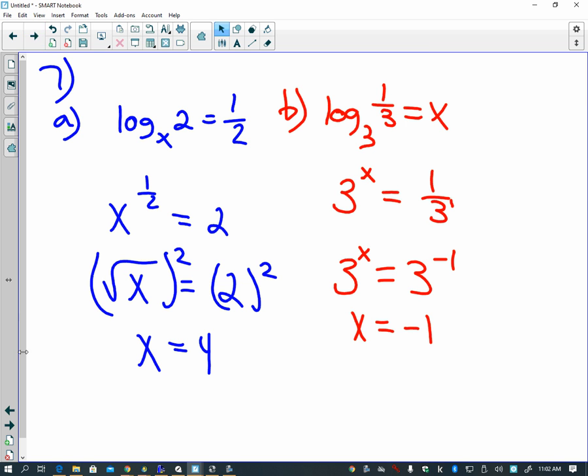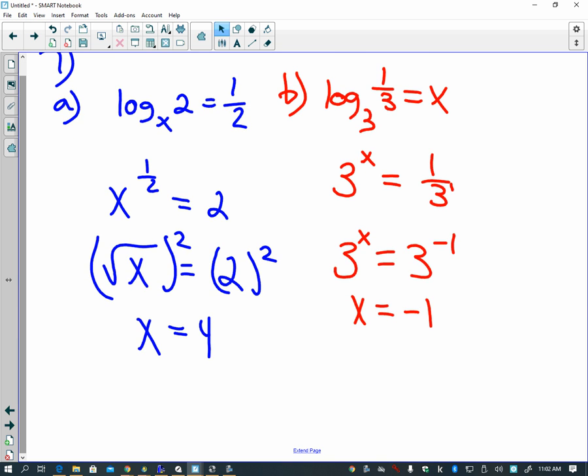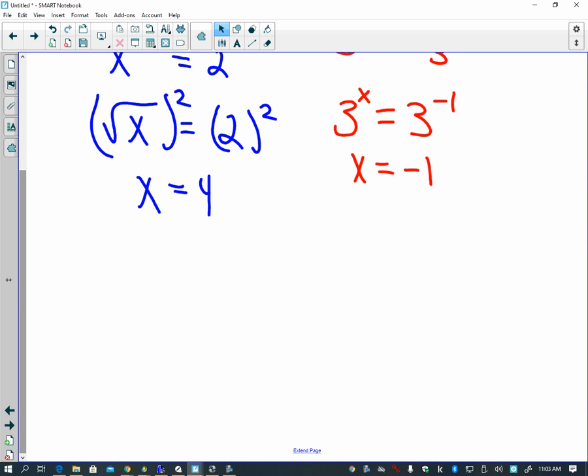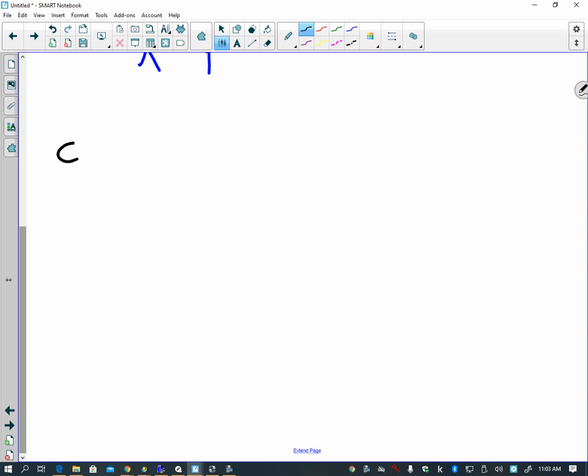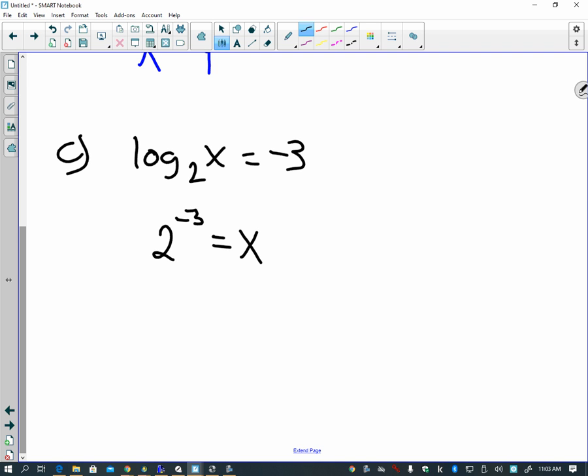Let's come down and work out question C. There you go. C. Let's see. So we've got log base 2 of x equals -3. Okay, exponential form, 2 to the -3rd equals x. I've got 2 to a negative exponent. I want to change that to 2 with a positive exponent, so I'm going to drop it below the division bar. Now that it's below the division bar, I can simplify it. 2 to the 3rd is 8, so 1/8 equals x.